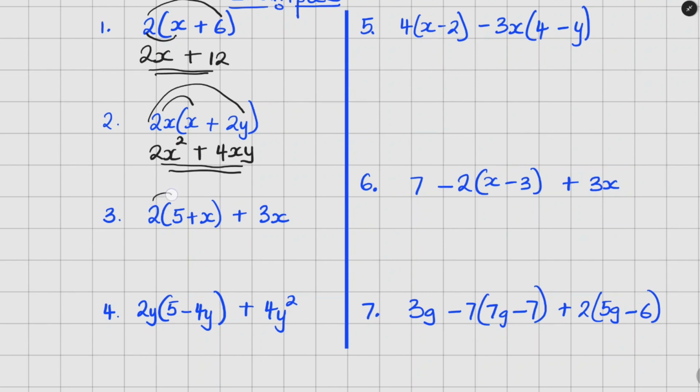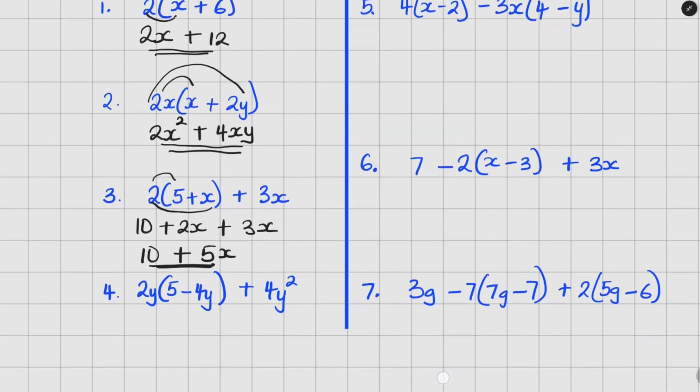So 2 times 5 is going to give us 10. 2 times x is going to give us plus 2x. And then plus 3x. Please don't leave out the other term. So we can collect like terms here because we can see 2x and 3x. 2x plus 3x is going to be 5x. So our final answer here is 10 plus 5x. We're done with that. On to question number 4.